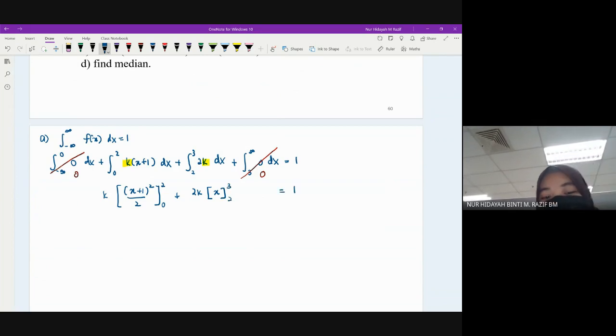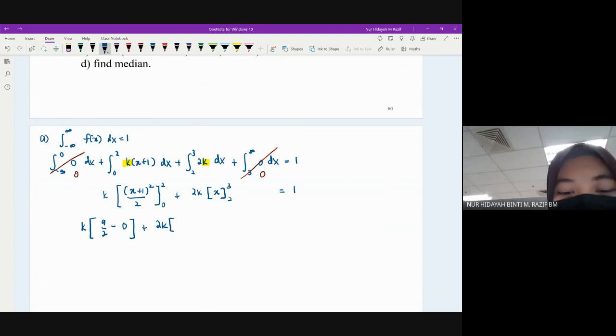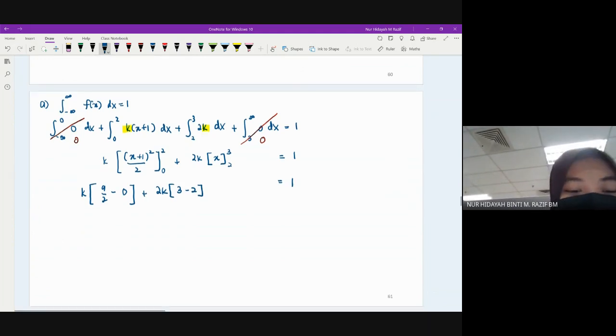and that should be equal to 1. So masukkan sahaja nilai, I'm going to have K didarabkan dengan masukkan nilai 2, saya akan dapat 9/2 ditolakkan dengan 0. Ditambahkan dengan 2K, masukkan nilai 3 dan 2, 3 tolak 2 dapat 1. Okay, and that should be equal to 1. Kira sahaja dapat 9/2K tambah 2K bersamaan dengan 1. So saya darab semua sekali dengan 2. You boleh tekan kalkulator juga 9/2 tambahkan dengan 2.